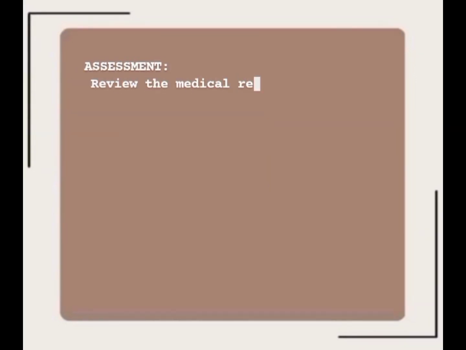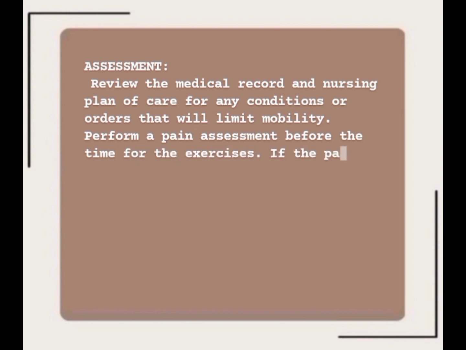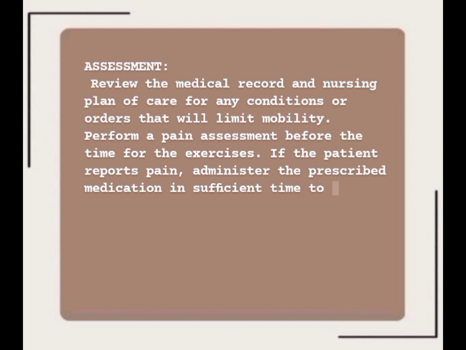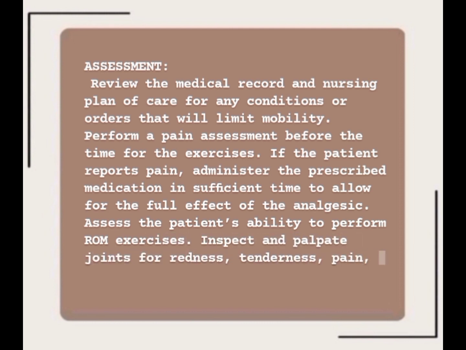Assessment. Review the medical record and nursing plan of care for any conditions or orders that will limit mobility. Perform pain assessment before the time for the exercises. If the patient reports pain, administer the prescribed medication in sufficient time to allow for the full effect of the analgesic. Assess the patient's ability to perform ROM exercises. Inspect and palpate joints for redness, tenderness, pain, swelling, or deformities.